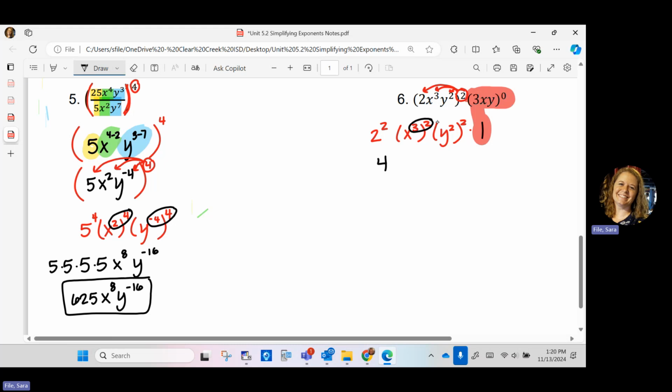Now I need to multiply when I've got exponents on exponents. So that's x to the 6th, and that's y to the 4th. All right, so that's like combining all of those rules we had learned in 5.1 to simplify expressions with exponents. Now, in 5.3, in a second, we're going to talk about the negative exponent rule. Any questions right now? Okay, stop this recording, start 5.3.